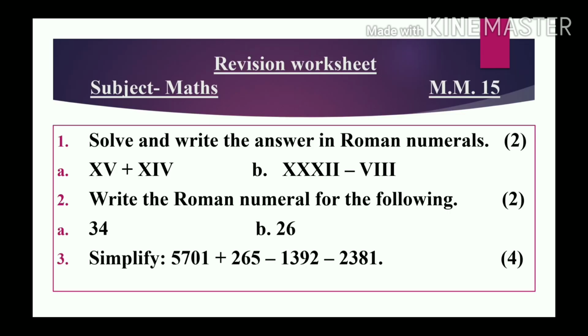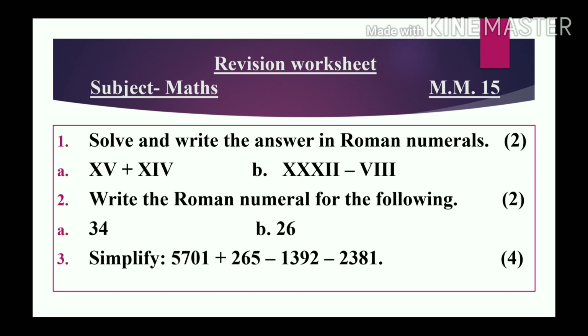Now students, you have to solve this revision worksheet in your rough copy. This revision worksheet is of 15 marks and the questions I'm going to read for you. Question number 1 is solve and write the answer in Roman numerals. This question is of 2 marks. Question number 2 is write the Roman numerals for the following. This question is also of 2 marks. In this one, A is 34 and B is 26.